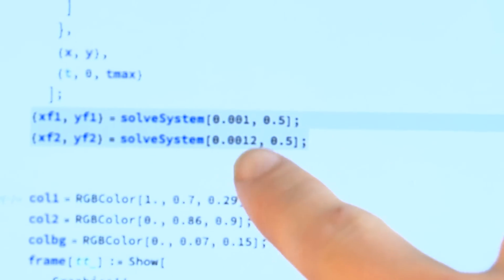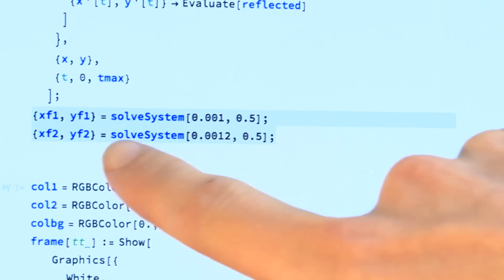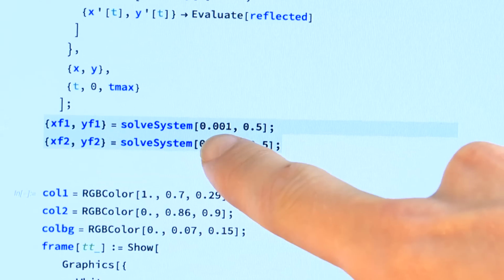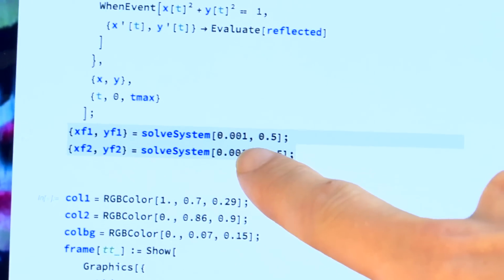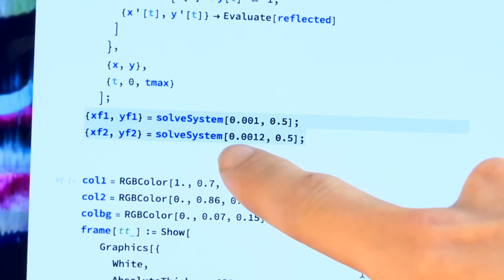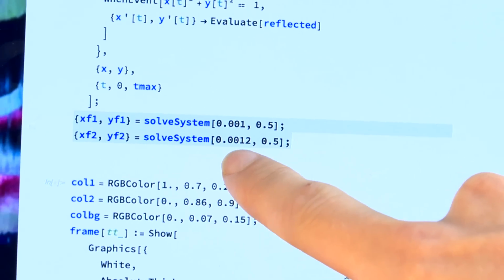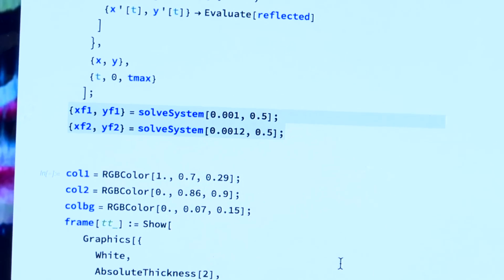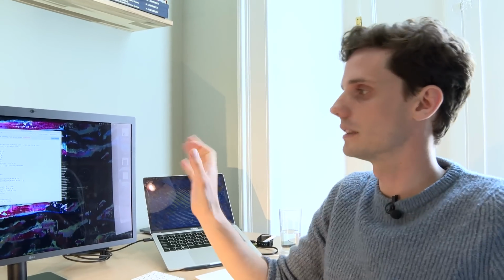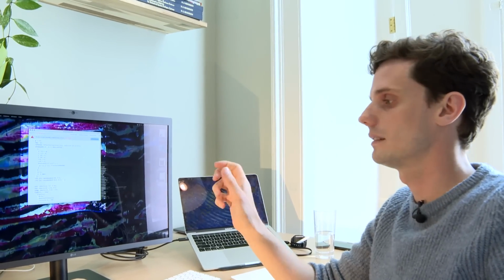So I'm plugging in x and y. This is the first ball. x is 0.001, just off the center, and y is 0.5. And then for the second ball, it's 0.0012. So it differs in the fourth decimal place. That's a horizontal difference. So the x's are left and right.